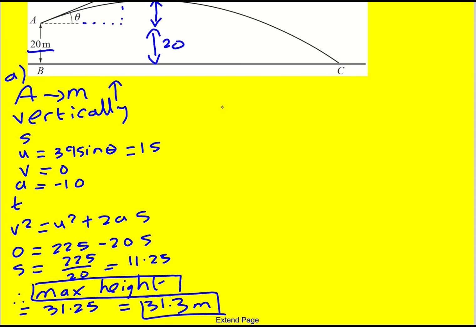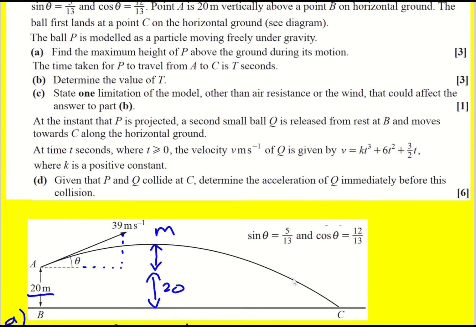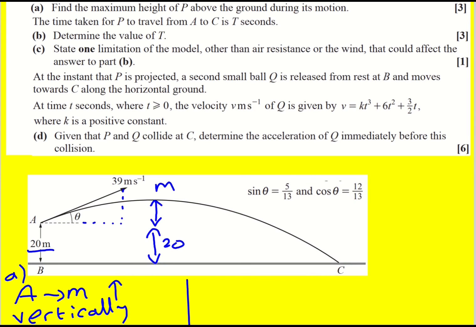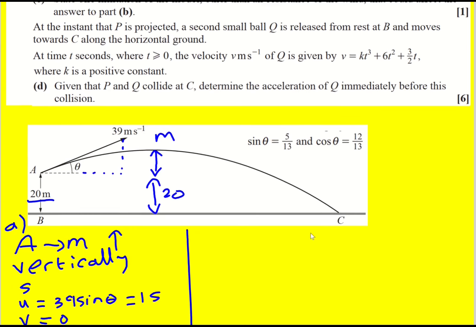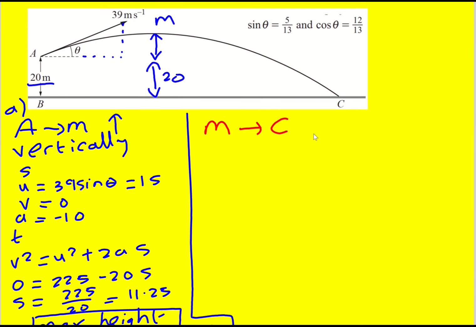All right, that was part A. Just going to partition it off. Okay, now we're told that the time taken for P to travel from A to C is t seconds. Determine the value of t. So you've got two options here. You could work out the time taken from A to M because we've already done a lot of work there, and then do the time taken to get from M to C and add them together. But we can just do it all in one go, and that's what I'm going to do. But by all means, do it the other way. You get the same answer.